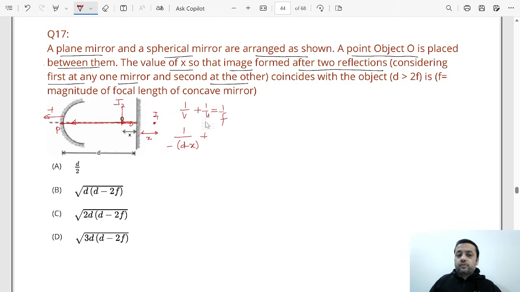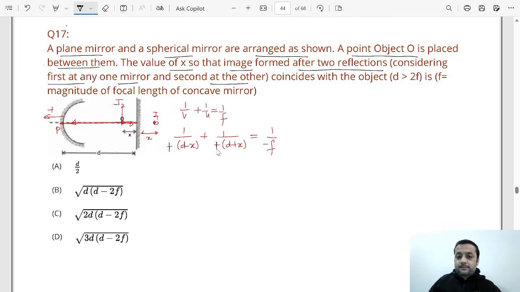What is the value of u? u is this distance. I1 was serving as the object for the concave mirror, so it was d plus x, again with a negative sign, because I1 is kept on the right of the pole, so u will be minus of d plus x. And f is the magnitude of the focal length. We know that for a concave mirror focal length is negative, so you'll put minus f here, because f is positive as it is a magnitude.